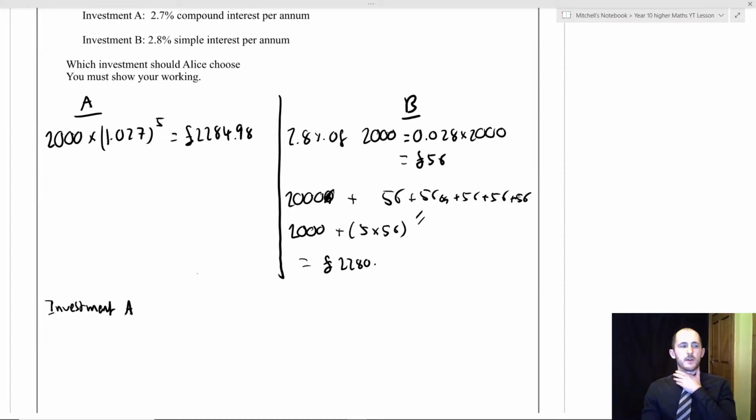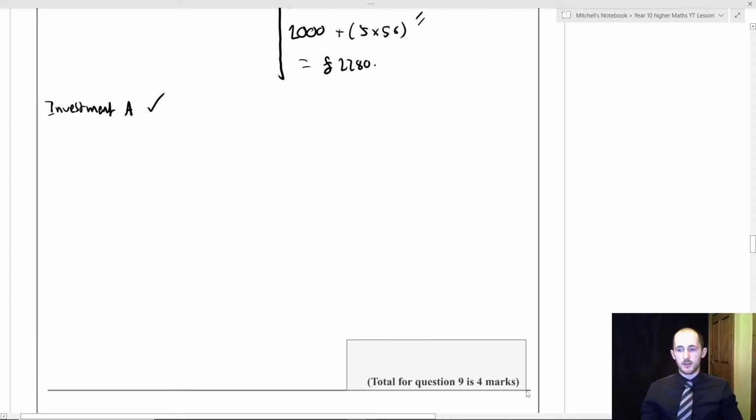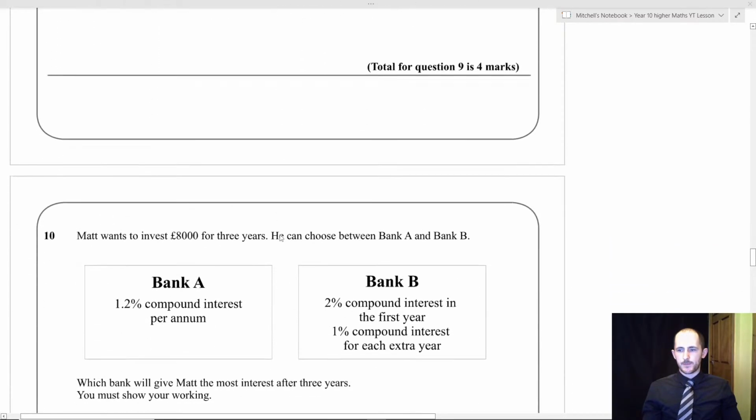So the way I like to do it is I always imagine myself in this situation. Would I rather have £2,284.98 or just 2,280? Well, obviously, more money. That's 4 marks, so quite a lot, but it's not that bad. But are you guys okay with that? Perfect. Hopefully I've explained it well. That's good.